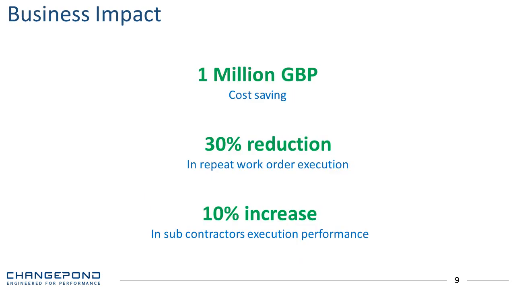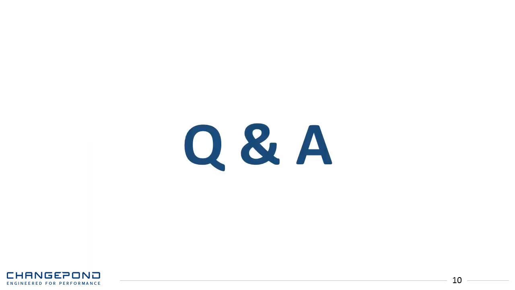What benefits did the client see after using an ML model for predicting penalties? While explaining the business problem, we talked about the amount of penalties the client had to pay per year. It was about 2 million pounds. With the new prediction model in place, we were able to bring it below 1 million pounds. It also helped in reducing the number of work orders executed with penalties and thereby improving the execution performance of subcontractors. It also reduced the number of repeat work order executions by 30%.